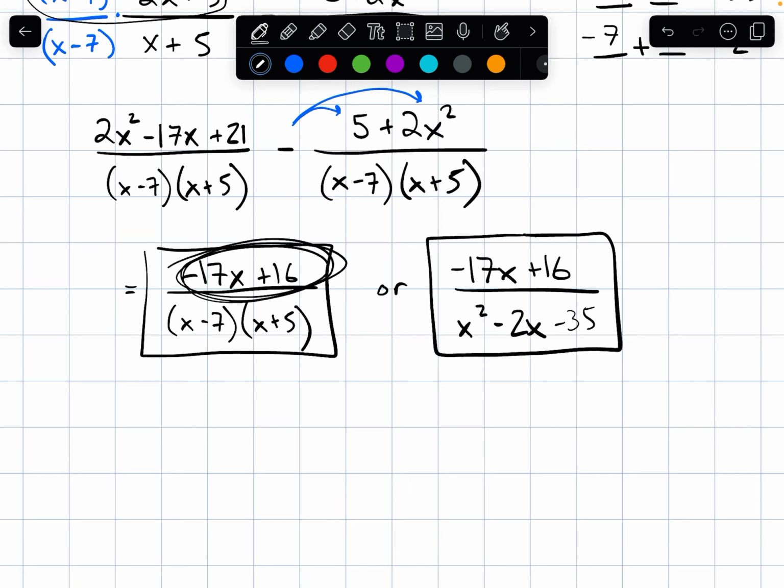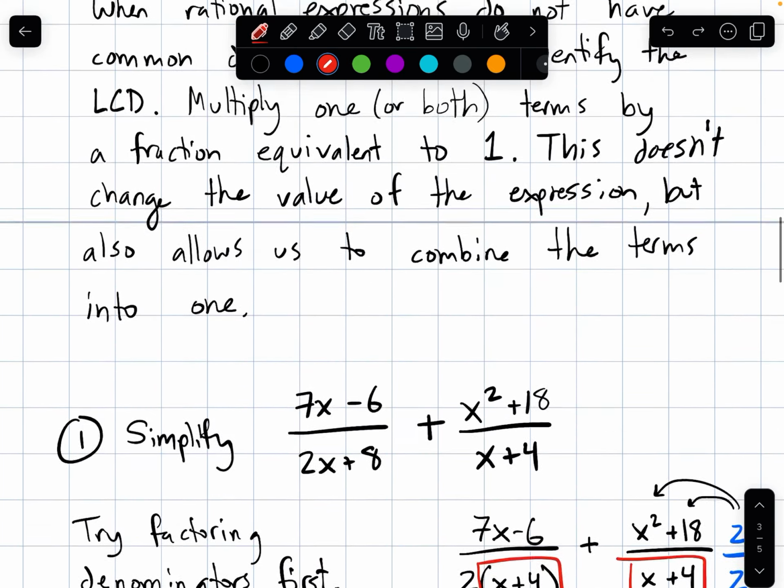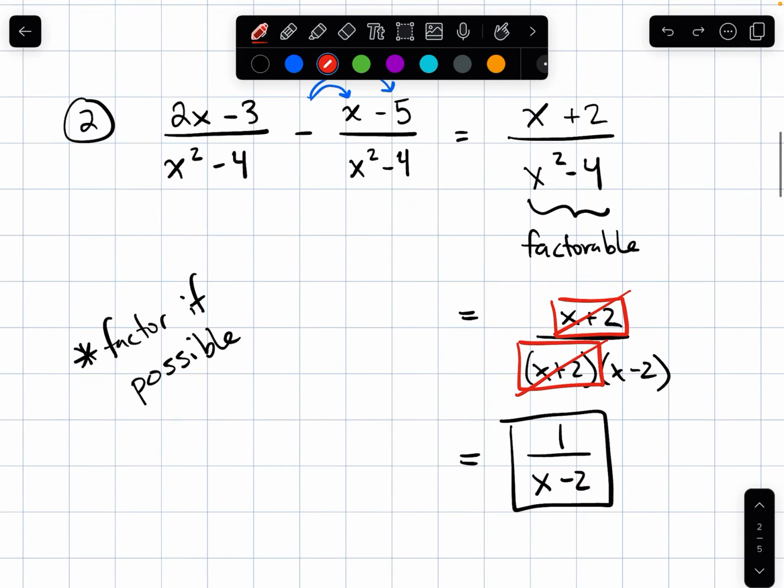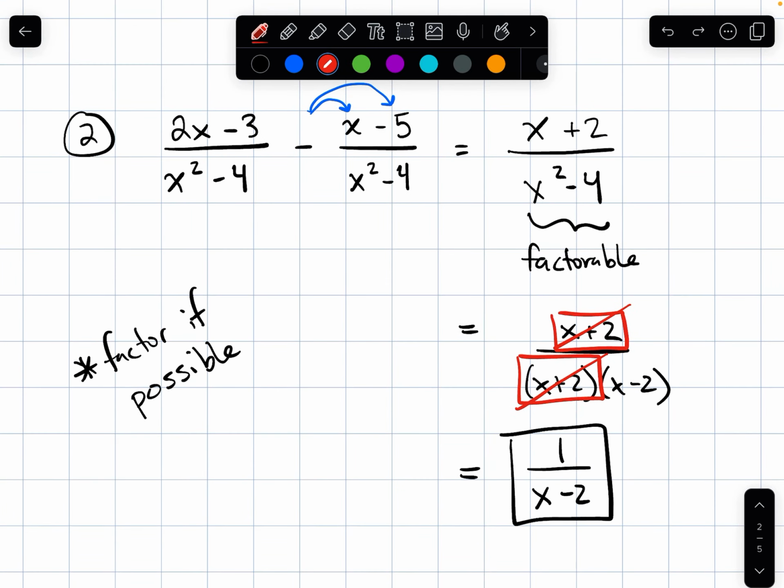But again, make sure you try to factor this numerator if possible, because it always could be the case where you do factor it and then something in the denominator cancels with something in the numerator. We kind of saw that example happen up here with this case, right? So again, if you factor and things cancel, make sure you cancel them out. So always check for that.